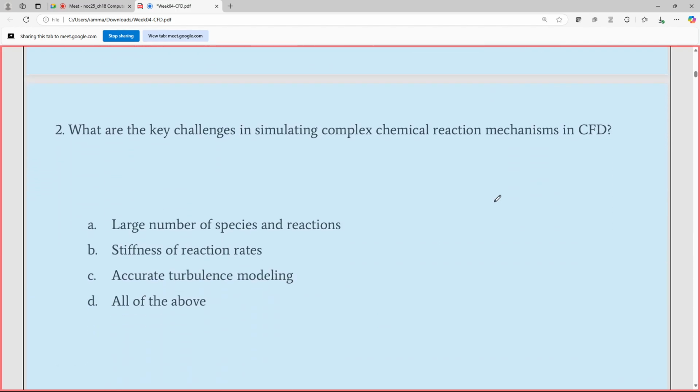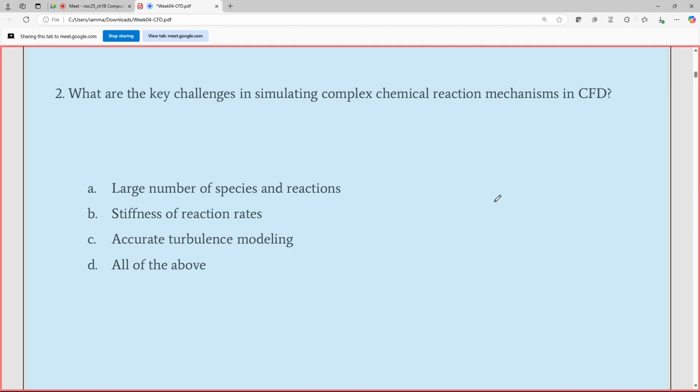Moving on to the second question. What are the key challenges in simulating complex chemical reaction mechanisms in CFD? It's a simple question. Option A, large number of species and reactions. Option B, stiffness of reaction rates. Option C, accurate turbulence modeling. Option D, all of the above. You can inbox your answers.